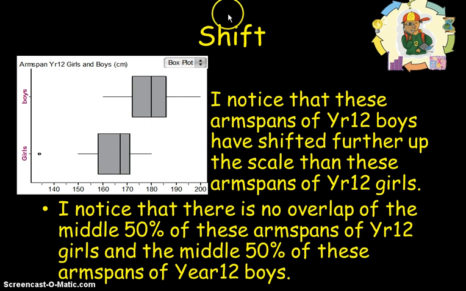So that's an example. Shift is a little bit of a weird one because it hasn't necessarily shifted. It's a completely different set of sample, but that's what it's called, shift. And I noticed that there is no overlap. This isn't talking about shift, but it's nice to know. Notice there's no overlap of the middle 50%. These don't overlap.